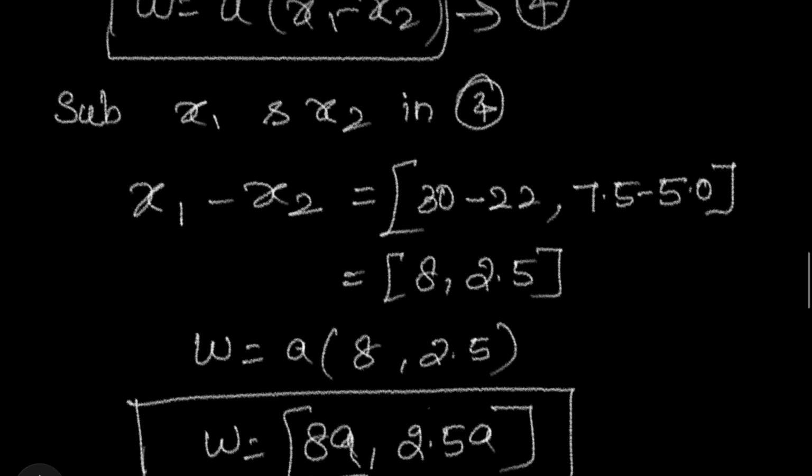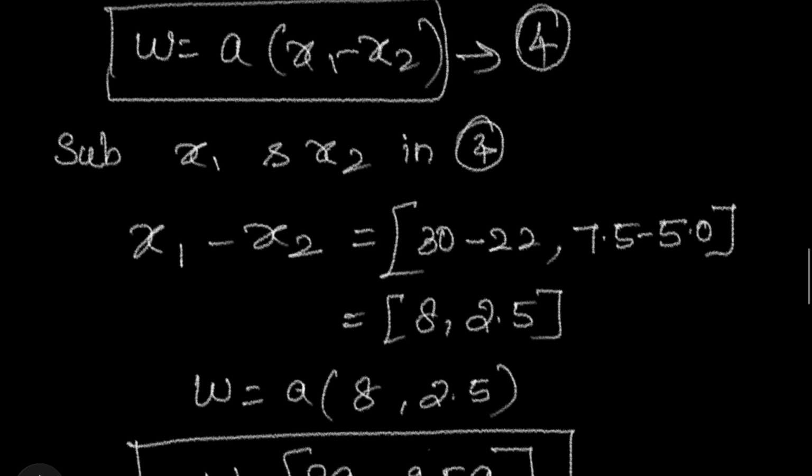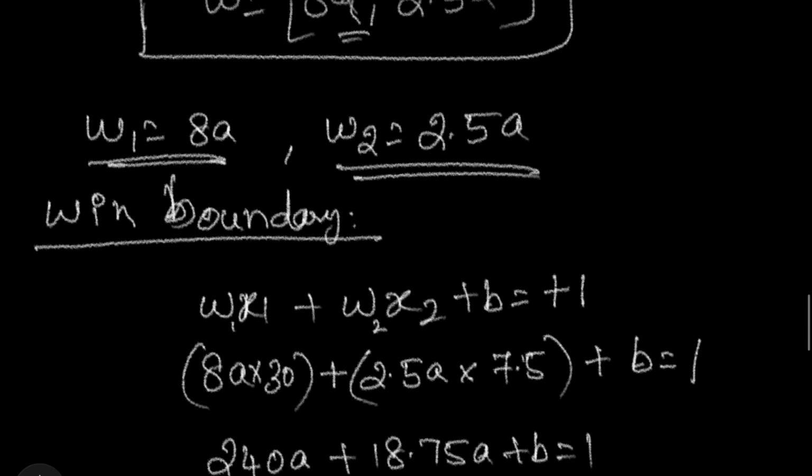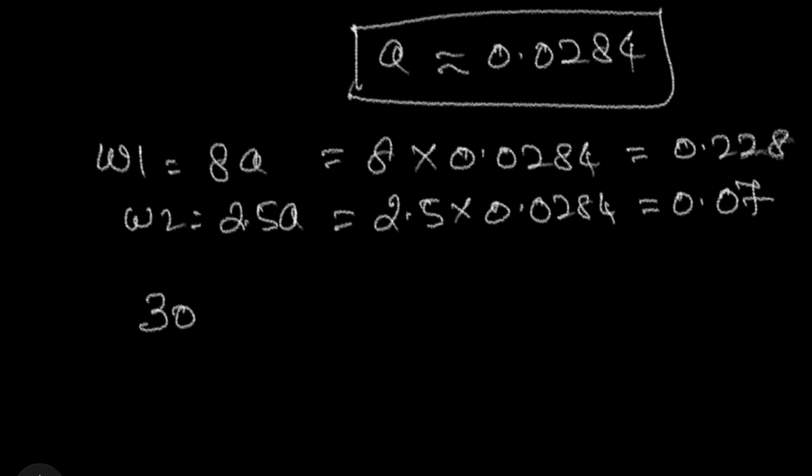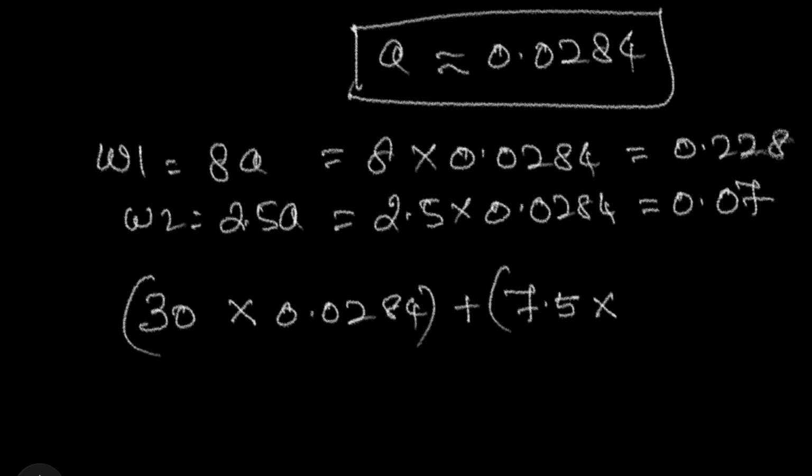So here I have 30A, right? Yes, I'll take this value here. 30 into A is 0.0284 plus I have 7.5 into 0.07. So W1 x1 plus W2 x2 plus B equals plus 1 when it comes to the positive margin. I'm taking the positive values.